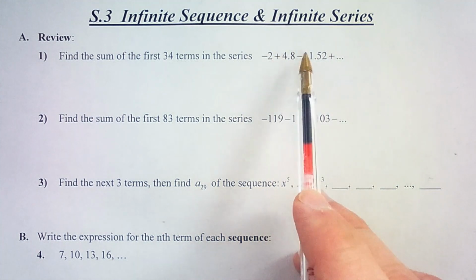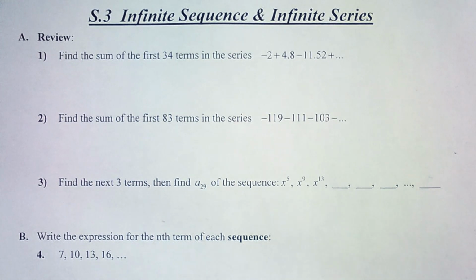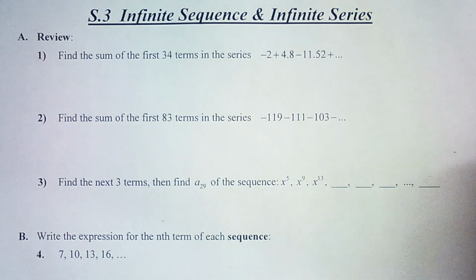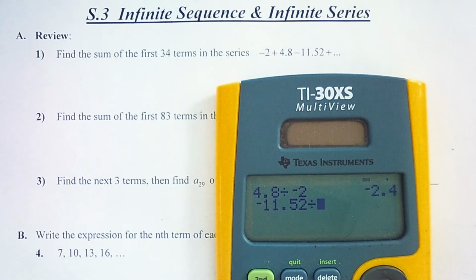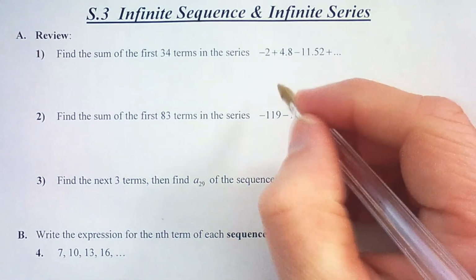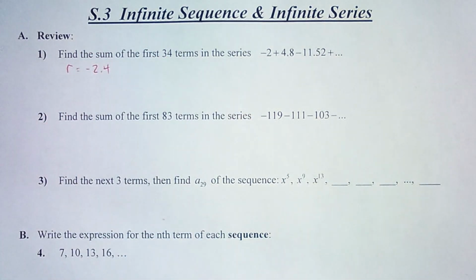Now it's alternating between positives and negatives, so that tells me right there it's probably going to be geometric. So what I'm going to do is divide the second term by the first and then the third term by the second and see if I get the same ratio. 4.8 divided by negative 2 is negative 2.4, and then negative 11.52 divided by 4.8 is also negative 2.4. Okay, so we have a common ratio of negative 2.4.